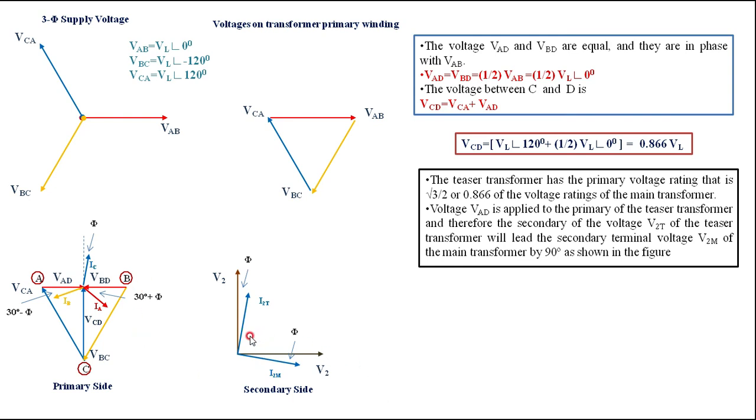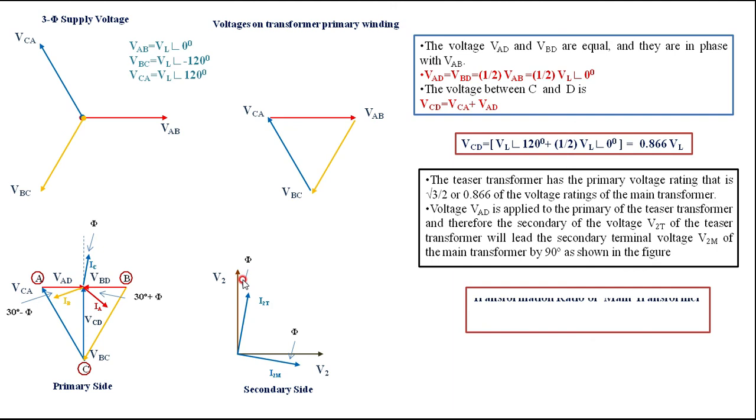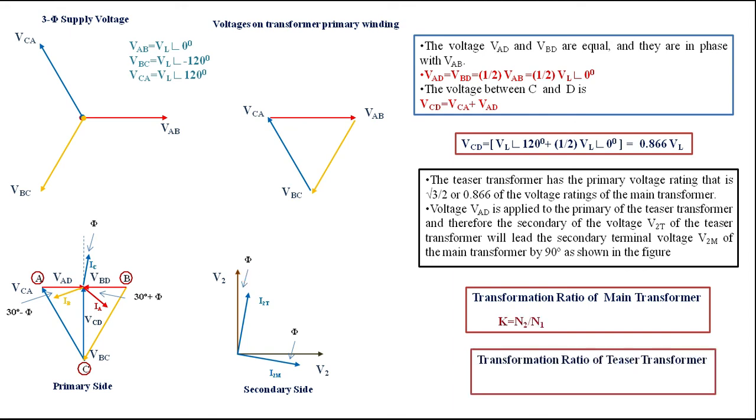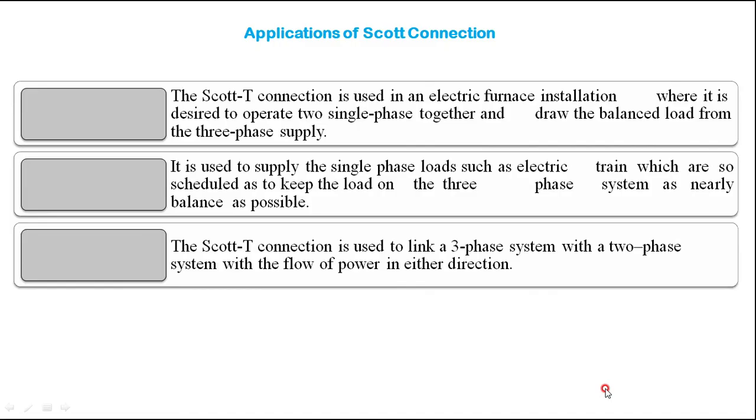These are some of the important points regarding the Scott connection. The transformation ratio of the main transformer is K equal to N2 by N1, whereas the transformation ratio of the teaser transformer is N2, the full winding in the secondary. However, in the primary it is 0.86 times N1, therefore it is 1.15.